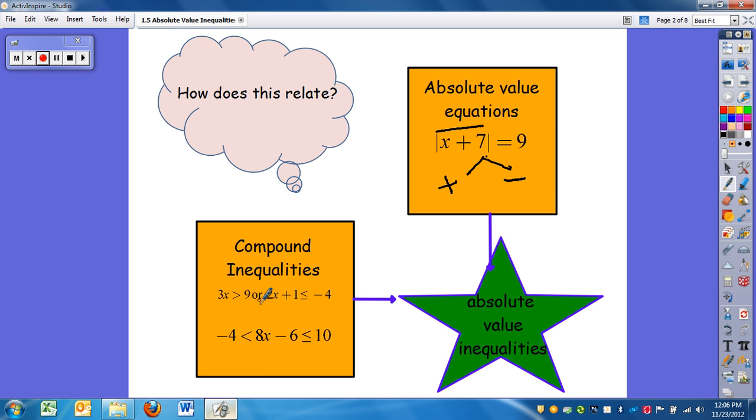Remember, for compound inequalities, we had an or and an and. So an or, when we graphed it, they went outwards. And then our and, we went inwards, like so. And putting these together, we'll get our absolute value inequalities.